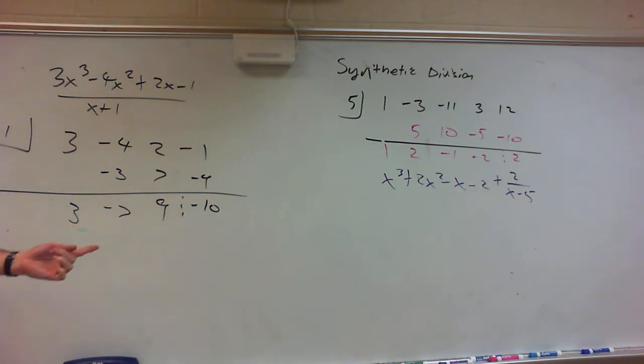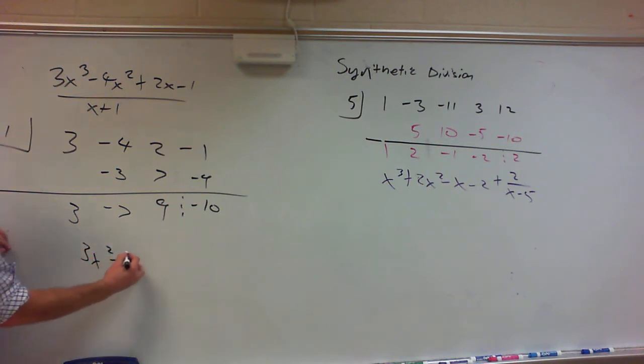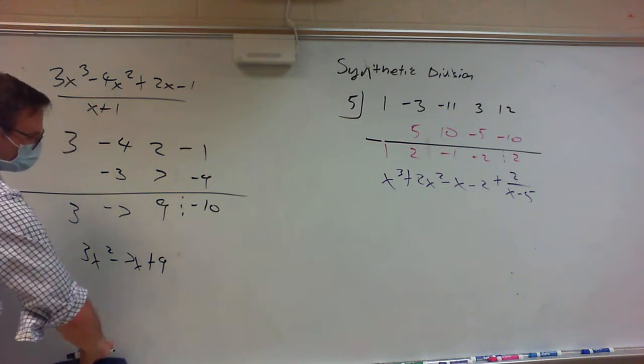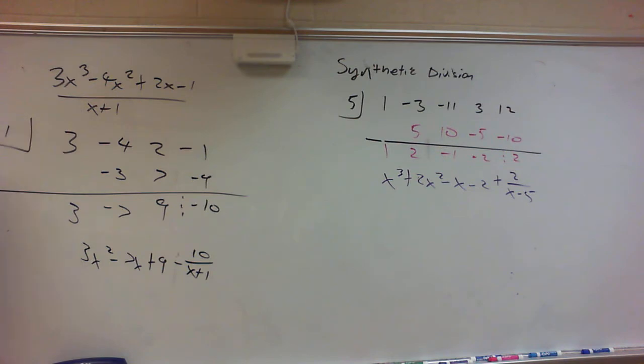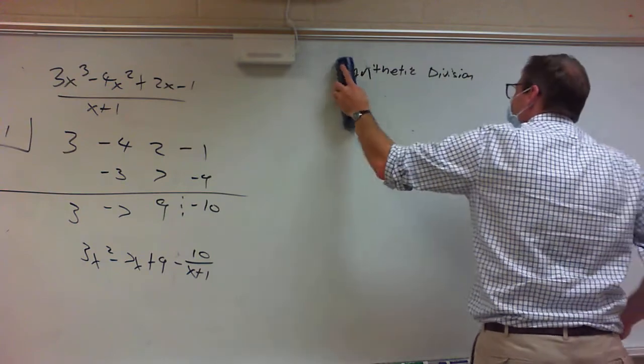Our remainder's over x plus 1. But let's get the rest of it. We still have to put the x's since it started with x cubed. It's going to be an x. So 3x squared minus 7x plus 9 minus 10 over x plus 1, and there's our answer. I got it. Yay. That's so cool.